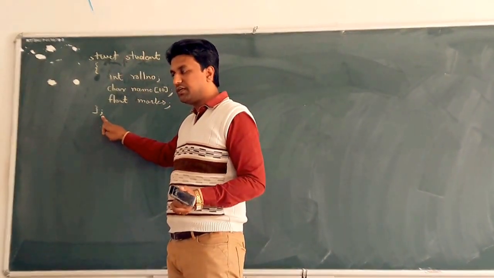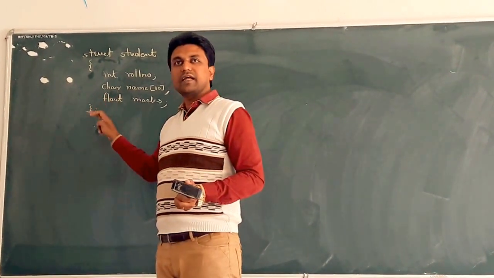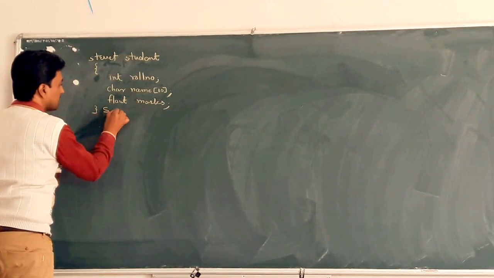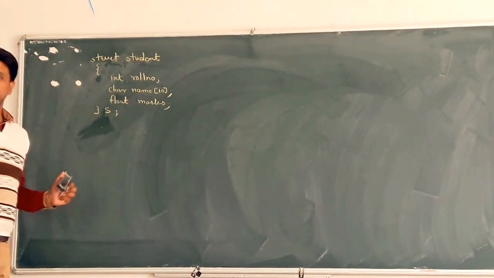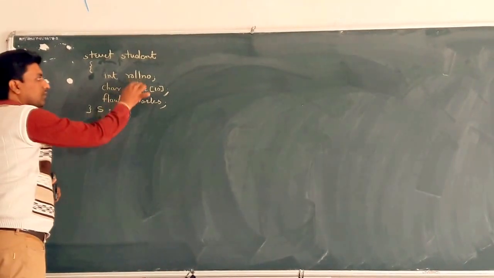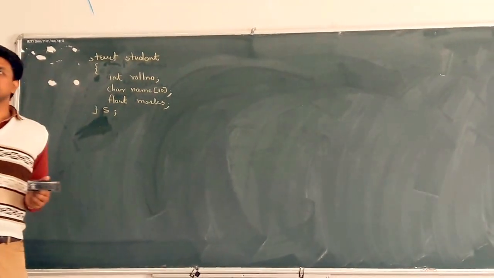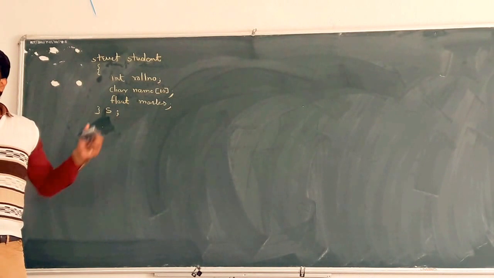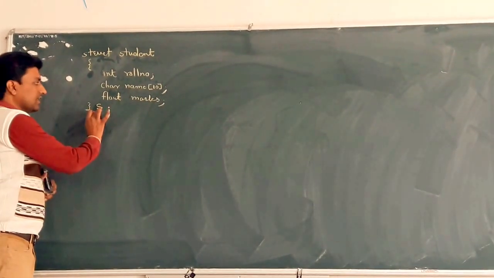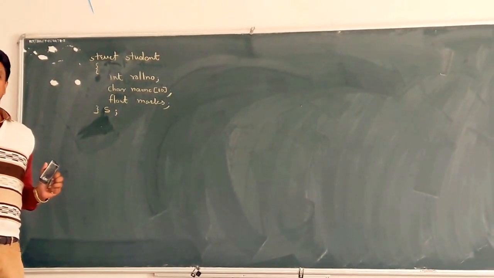Don't use a semicolon. You can directly write the name of the structure variable. For example, S semicolon. Okay, here S is called the structure variable, and roll number, name, and marks are called structure data members or structure fields. Clear? After that, S becomes global.